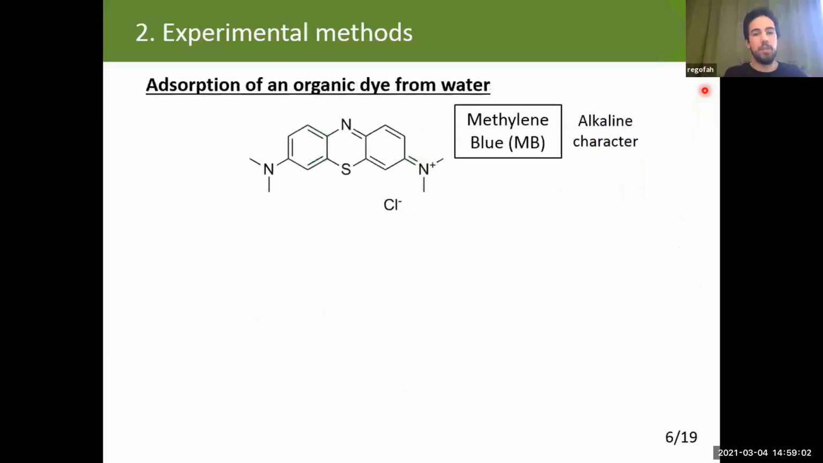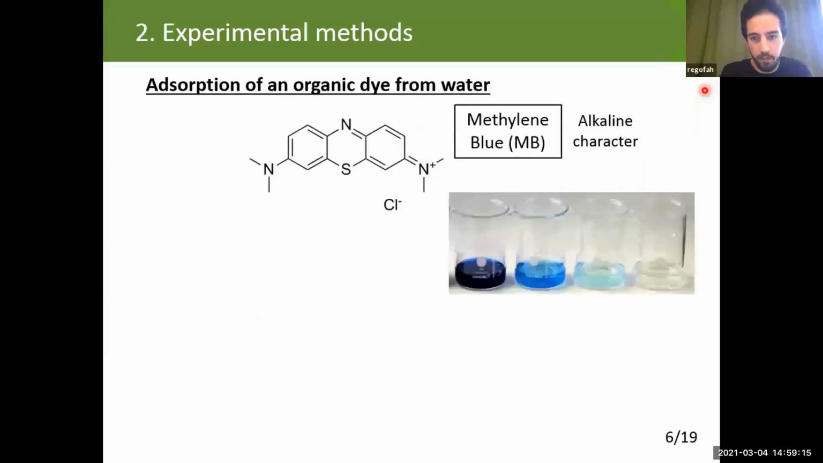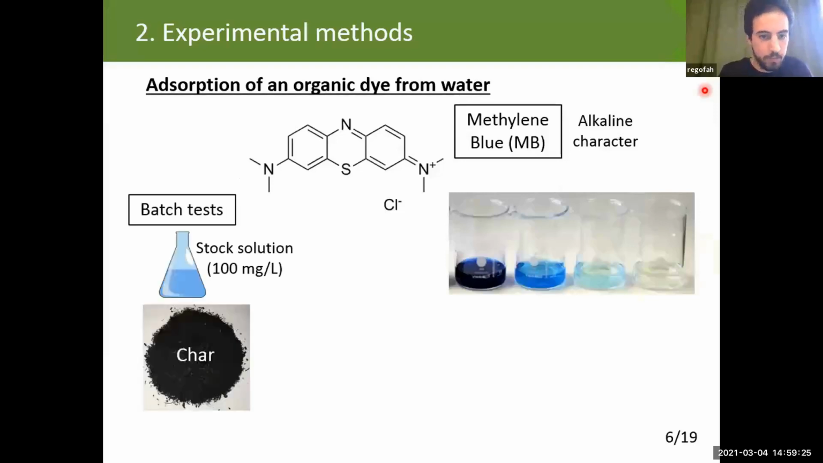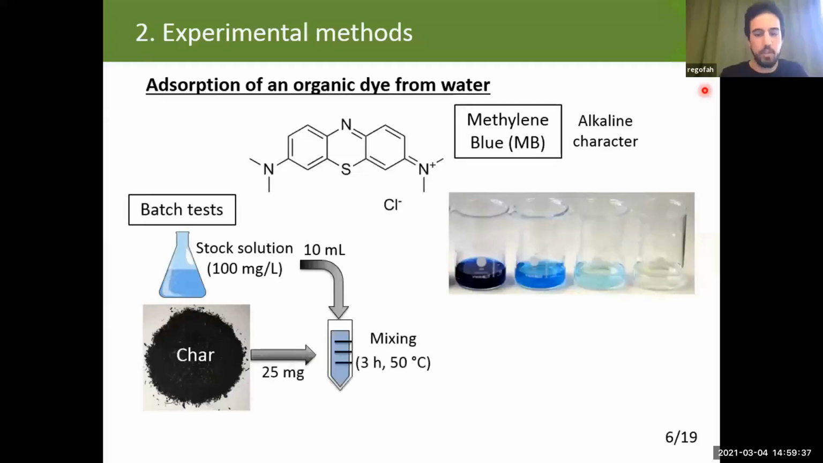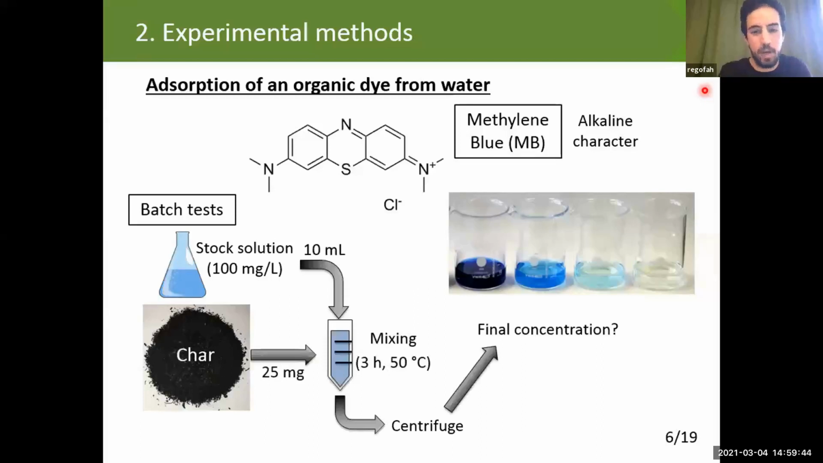And then the adsorption procedure. So I chose methylene blue, which is the most commonly used dye to study adsorption with chars and other materials in water. It has alkaline character. It looks like a very dark blue in solution, and then as you remove the dye, you clear the water. Hopefully that's what you want. So I had the char ground and sieved to a particle size, and I mixed a certain amount of each with the methylene blue solution for 3 hours at 50 Celsius, and then centrifuged to separate the solids from the liquid, and then measured the final concentration with UV-visible spectroscopy.